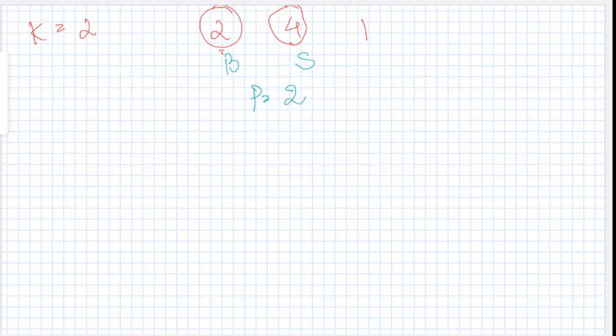Now, what if we change this a little and add a few more numbers? Let's say the array was 2, 4, 5, 1, 9. Let's say this is our array now.